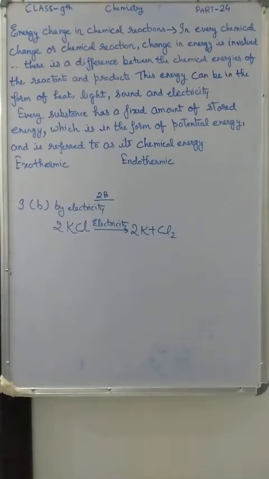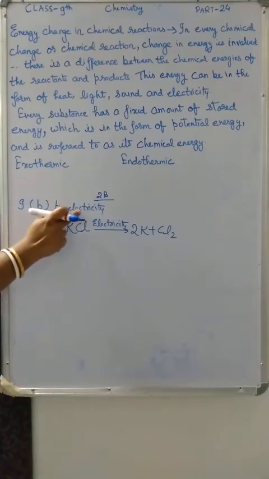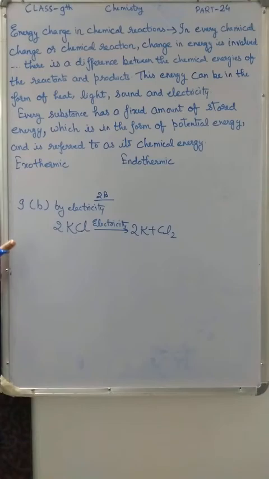Before my explanation, I would like to say that in my previous video, when I was giving the exercise of 2B, question number 9 part B, in the case of electrolysis I had given one reaction. In that reaction it is potassium chloride. It is not potassium chlorate, it is potassium chloride. So all of you note it.